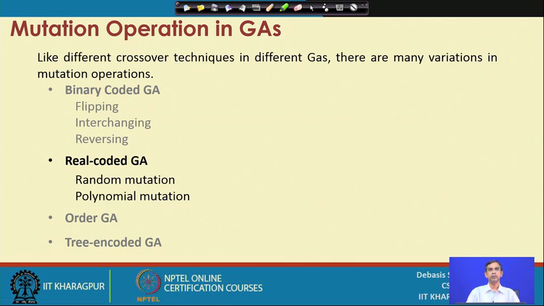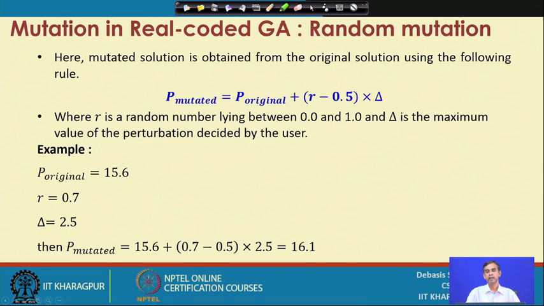Now, we will discuss the real coded GA. As I told you, there are 2 techniques, the random mutation and polynomial mutation. Let us discuss the 2 techniques one by one. First, we will discuss random mutation. Here the mutated solution is obtained by means of a formula. This formula is basically given empirically. The formula takes the form which is shown here. So, this is the formula.